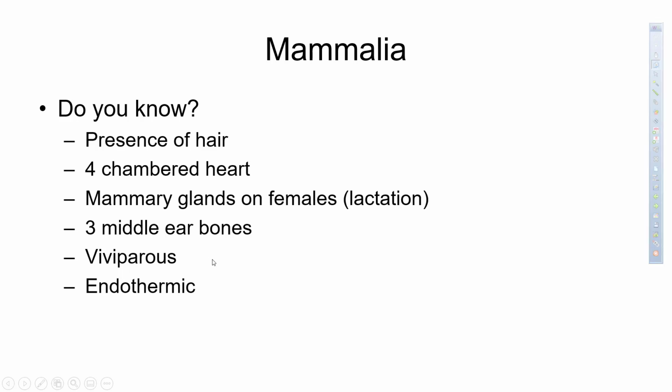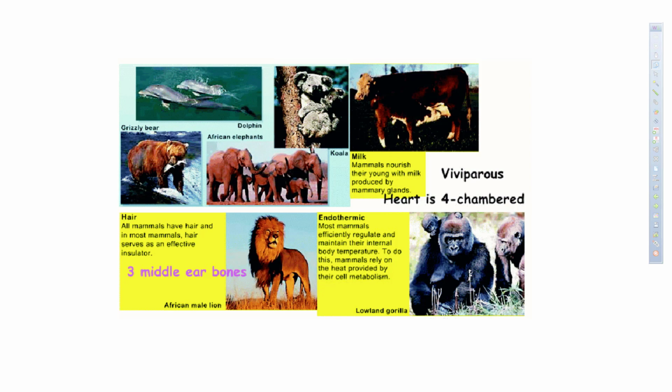Viviparous means to produce live young, and endothermic means that they have the ability to control their body temperature. The top 1, 2, 3, 4 are true of all mammals. The bottom 2 are not. There are 2 or 3 really odd mammals that lay eggs, though they don't bear live young, and are not able to control their body temperature very well. And you might be able to figure out what they are in just a moment.